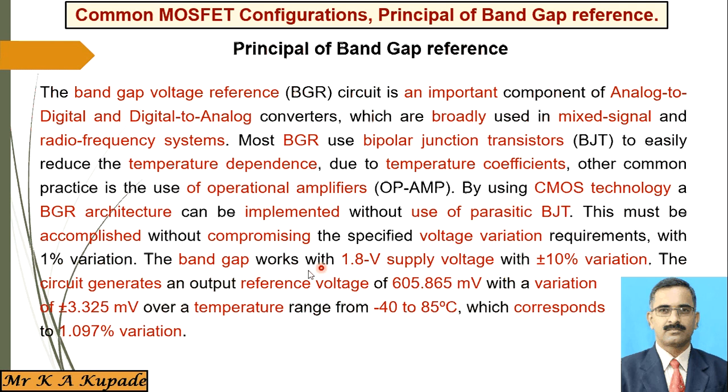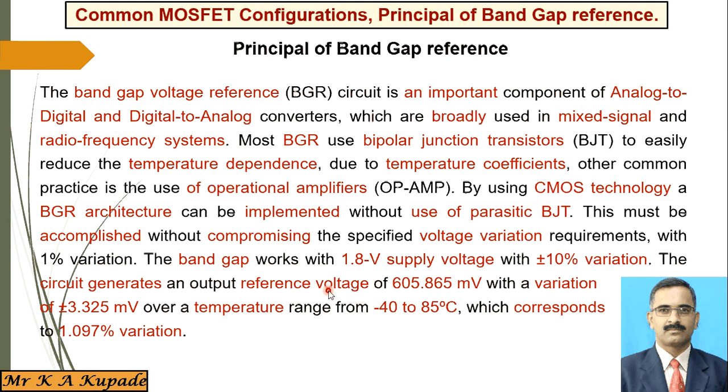Now for example, suppose the circuit generates an output reference voltage of 605.865 millivolt with a variation of plus or minus 3.325 millivolt. Whatever the reference voltage is considered, the variation is plus or minus 3.325 millivolt. And for which temperature range? For minus 40 degrees to 85 degrees Celsius, which corresponds to a 1.09 percent variation. Okay, this is the concept.